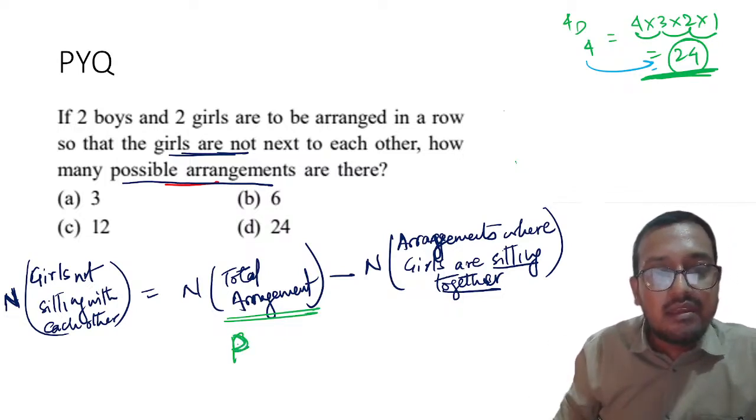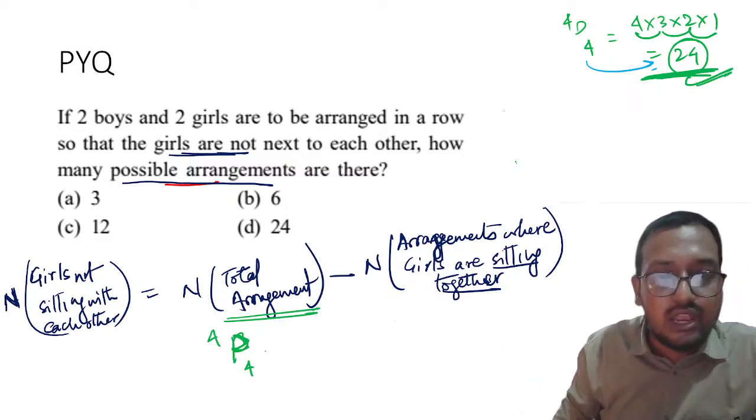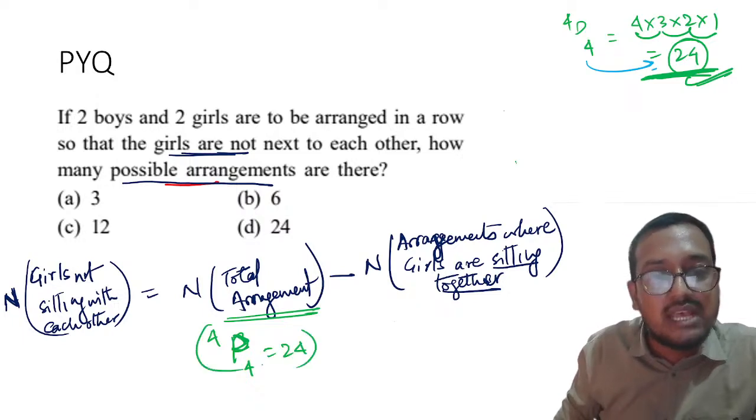Basically P(4,4). Why? Because anyone can sit anywhere, right? So this is coming out to be 24. If you all remember and agree with me, this is coming out as 24, right? Total arrangement is clear, right?